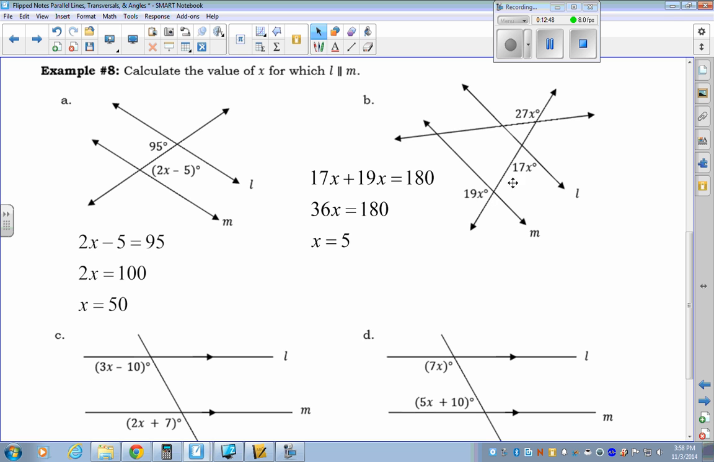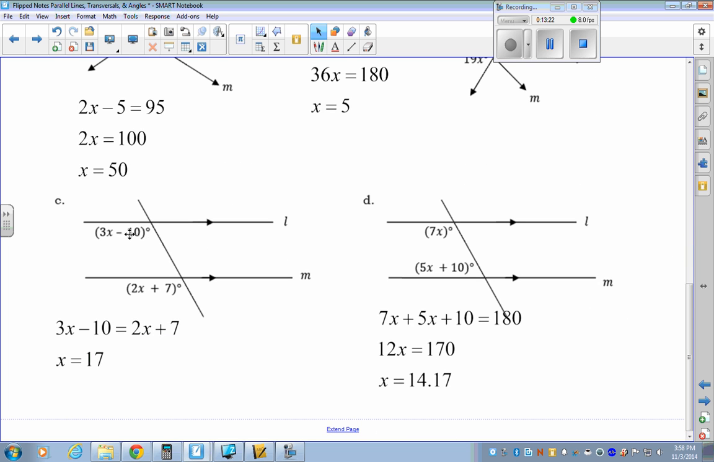But if we compare our other two angles, these angles are not alternate interior, they're not alternate exterior, they're not corresponding, they're not same side interior. But if we keep in mind that these two angles are vertical and therefore have the same measurement, we could say that this angle right here is also 19x, which tells us that these two angles are same side interior or supplementary. So if I add them up and set them equal to 180, I can solve for x.